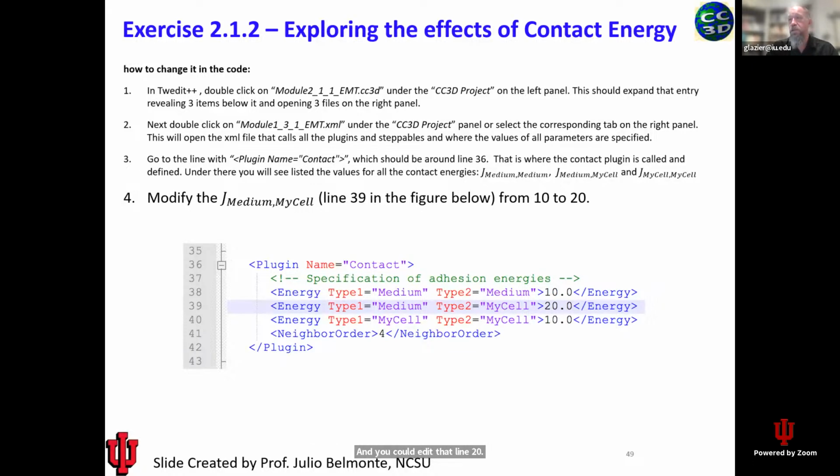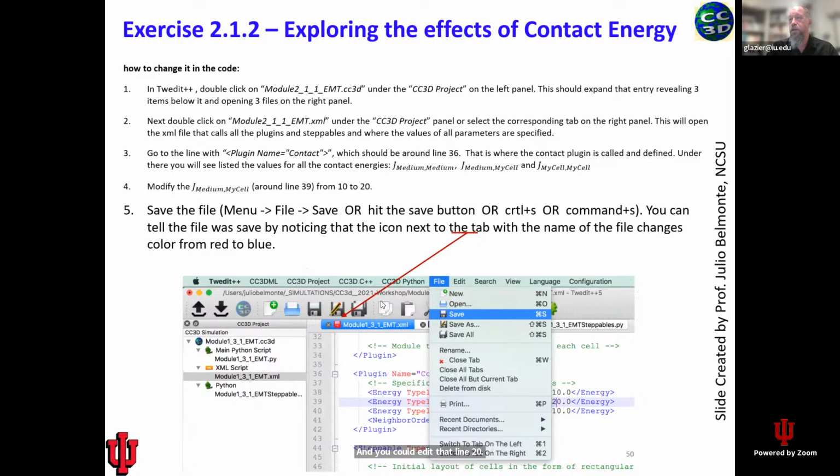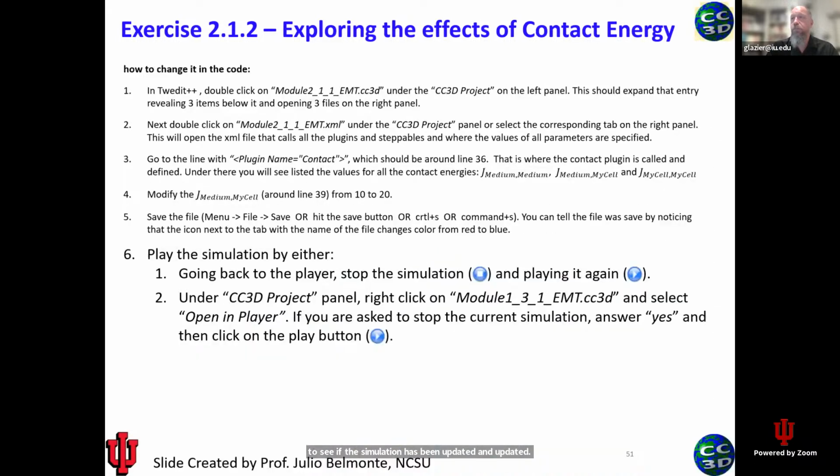And then after you've edited that line, you save the simulation. Save all, I always use, the double floppy disk icon or save all here. And then if you stop the simulation in Player and restart it, it will load the new values. Player will automatically, when you hit stop, check to see if the simulation has been updated. That's one way to do it.